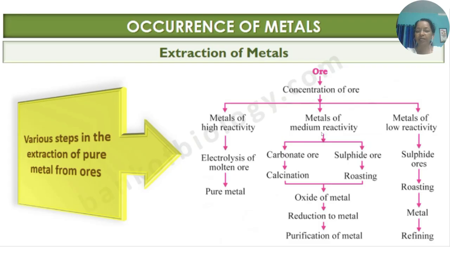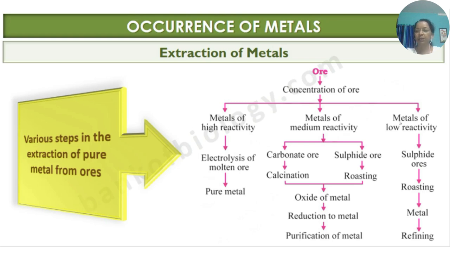Metals of medium reactivity occur either in the carbonate form or in the sulfide form. In both cases we'll be heating it. If it is carbonate ore, we'll be heating in the absence of oxygen, whereas sulfide ore will be heated in an abundant supply of oxygen. Roasting it is called. So carbonate ore will be calcinated, whereas sulfide ore will be roasted. Both result in the oxide of the metal. What remains is reduction of the oxide into the corresponding metal. Then the last step is purification or refining.